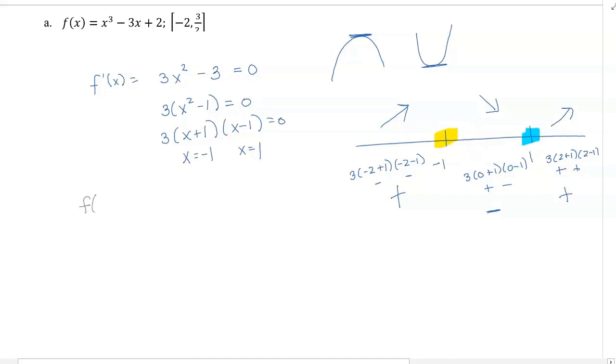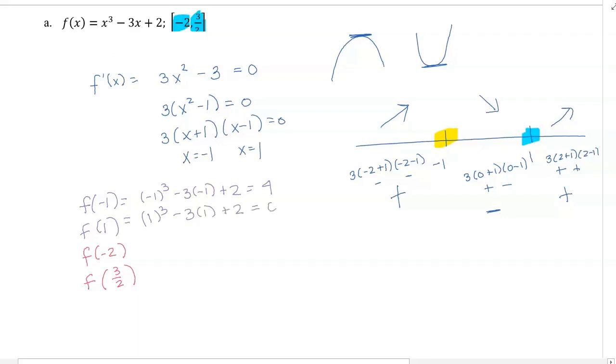I will find f of -1, f of 1, then I also need to find f of -2 and f of 3/2, those being the endpoints of the interval. f of -1 will just be (-1) cubed minus 3 times -1 plus 2. This equals 4. Then f of 1, this will be 1 cubed minus 3 times 1 plus 2. This is 0. f of -2 will be (-2) cubed minus 3 times -2 plus 2.